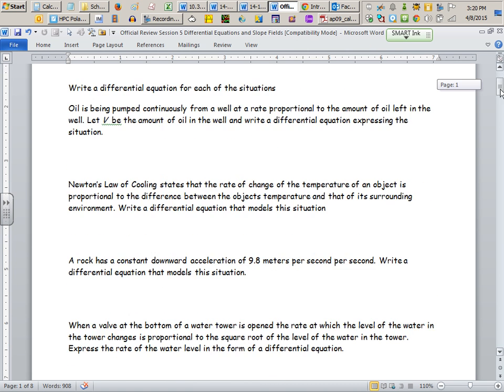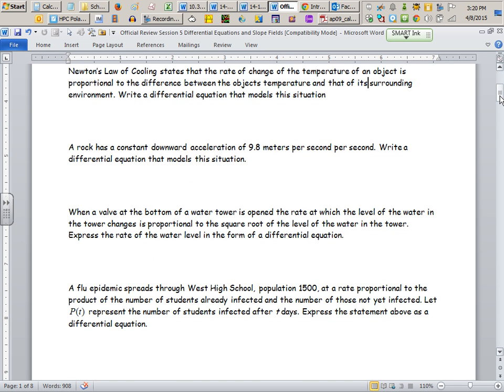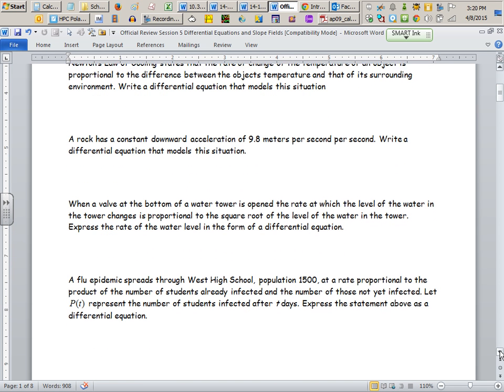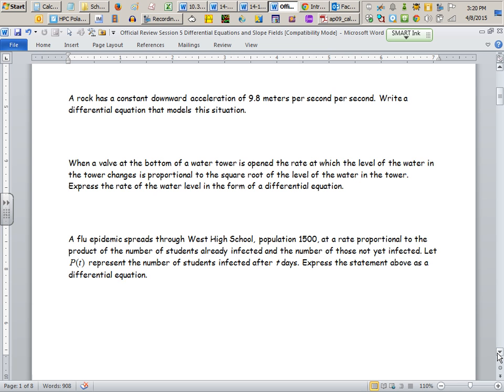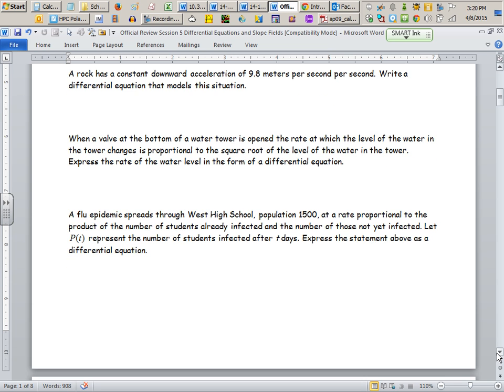I said that g equals negative 9.8 is a differential equation. Can you write this sentence as a differential equation? The downward acceleration is 9.8. How would you write that as a diff EQ?